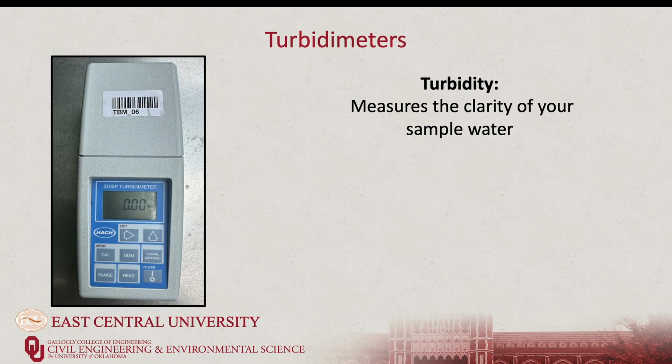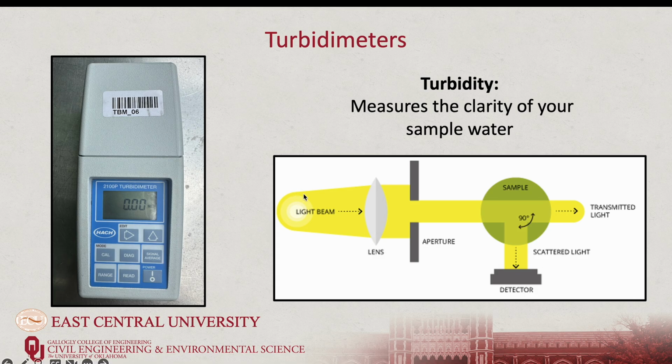But how does this work? By the power of light. As your sample is being read inside the turbidimeter, the light is shined onto the sample. The light will then reflect off of the particles, and the detector will read the scattered light to determine your turbidity.